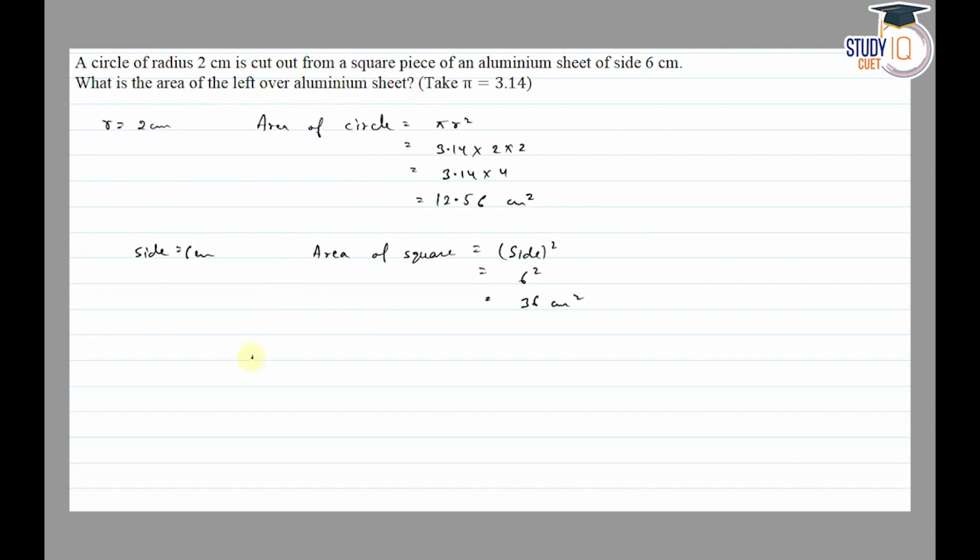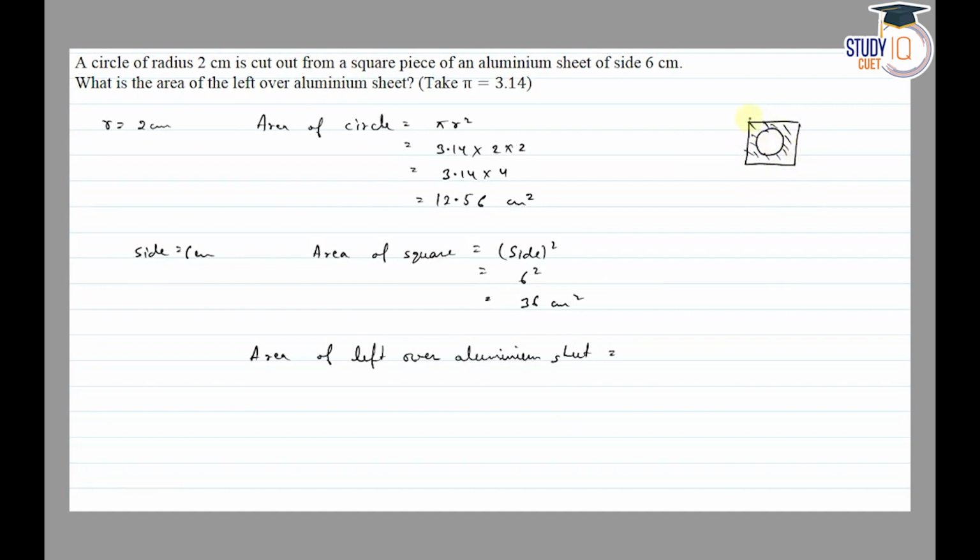So area of leftover aluminium sheet is equal to, हमारे पास एक कंप्लीट शीट थी स्क्वायर की, एल्यूमिनियम की स्क्वायर शेप्ड शीट थी. इसमें से हमने एक सर्कुलर पीस हमने एक कट करके निकाल लिया है. सो शेडेड पोर्शन का हमें एरिया फाइंड आउट करना है.